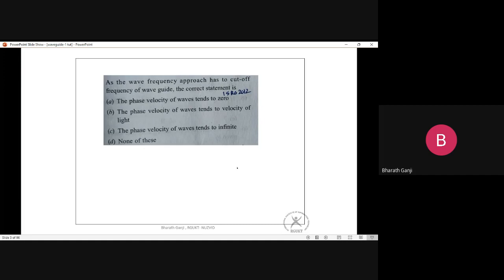Right now we had the expression Vp is equal to c divided by square root of 1 minus (fc by f) whole square. As you are approaching the frequency, when f is close to fc, this number is almost close to 1. You can see the velocity is almost tending to infinity. So I can say the phase velocity almost tends to infinity is the right answer. As f is close to fc, this number becomes close to 1, and then phase velocity will tend to infinity. So your answer is C.